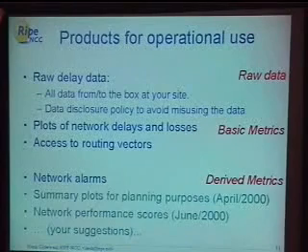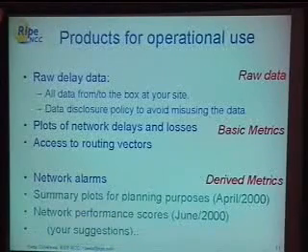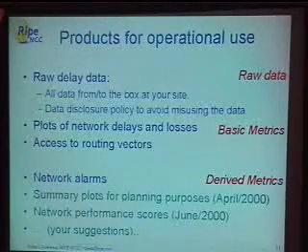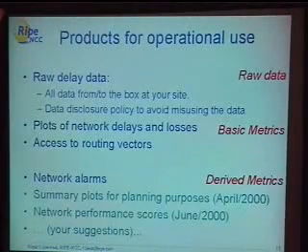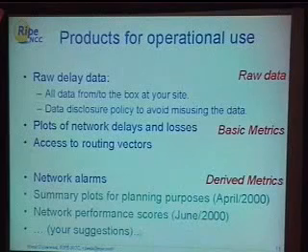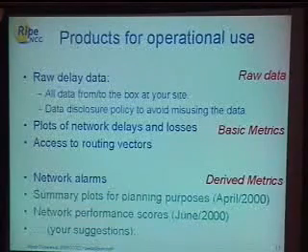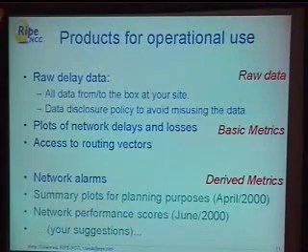The next thing we're working on are derived metrics. We have network alarms in place since about 2 months. We're working on summary plots for planning purposes, and I'll show an example of that. We plan to have that fully operational by April. And we have network performance scores. That's basically the next step, and that should be there by about June. And of course, there's a lot more in the data, so we're always interested in hearing suggestions from people who want to do something with the data.